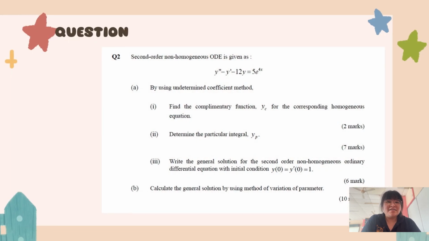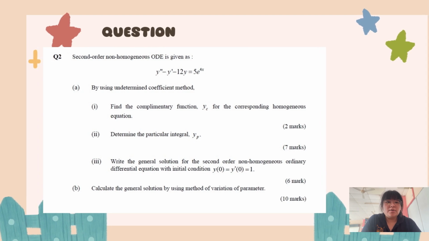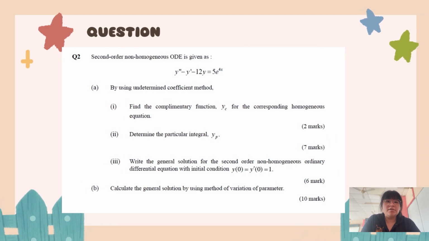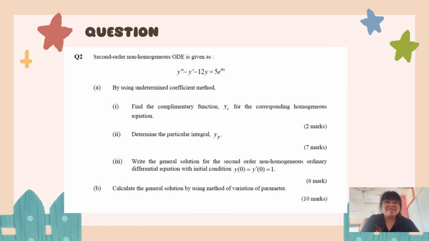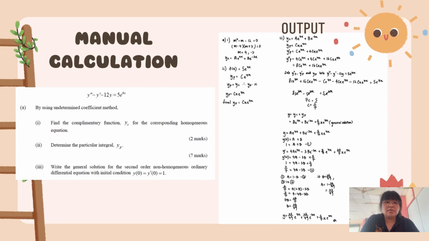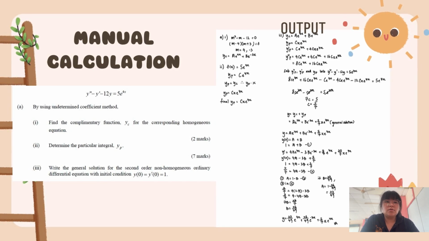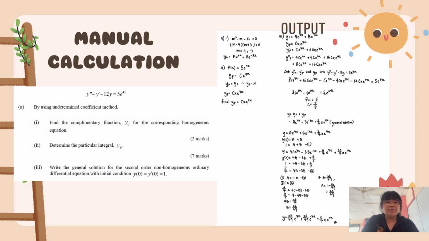For question 2, we have mentioned that by using the undetermined coefficient method, we need to find the complementary function yc for the corresponding homogeneous equation. So from the equation given, we can get that m squared minus m minus 12 is equal to 0. By using factorization, we can get that m is equal to 4 and minus 3. So yc is equal to ae to the power of 4x plus be to the power of negative 3x.